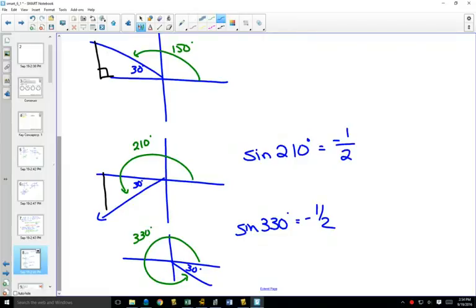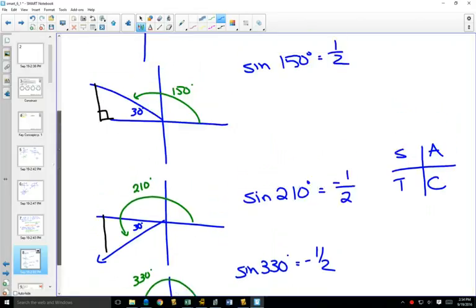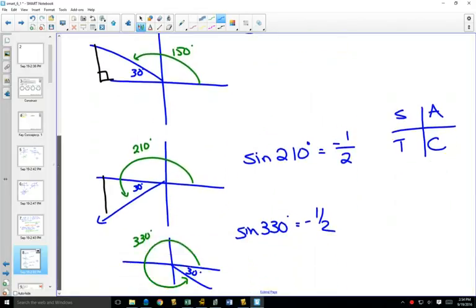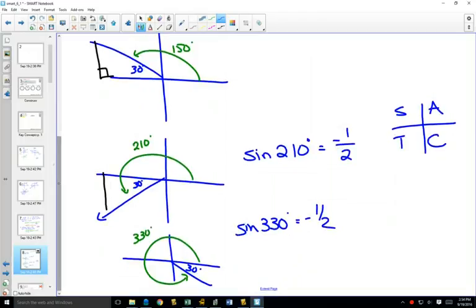Well, last year you might have learned the CAST rule that tells you where things are positive. They're all positive in quadrant 1. In quadrant 2, sine is the only one that's positive. That's why sine of 150 was 1/2. And in quadrant 3, only tan is positive, so sine would be negative, -1/2. And in quadrant 4, only cosine is positive, so sine would be negative again, and we get -1/2. That's one of the things that you would have learned.